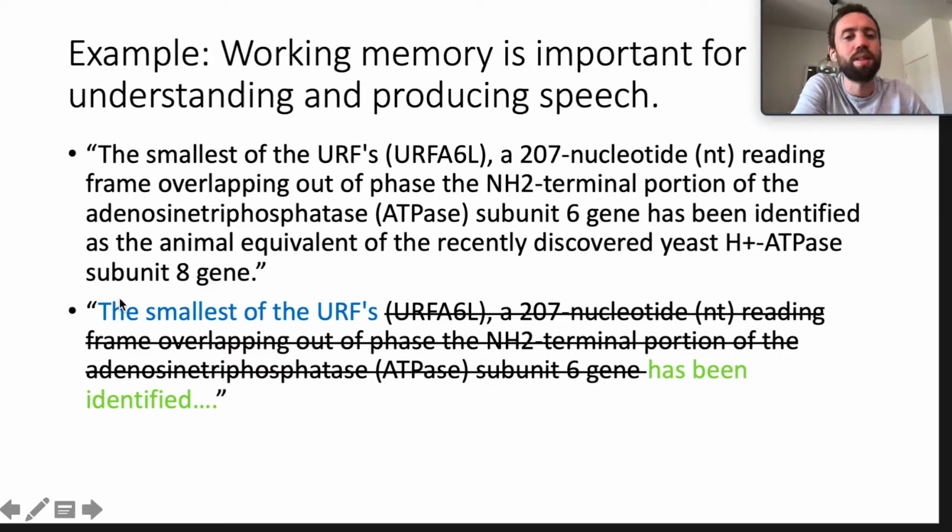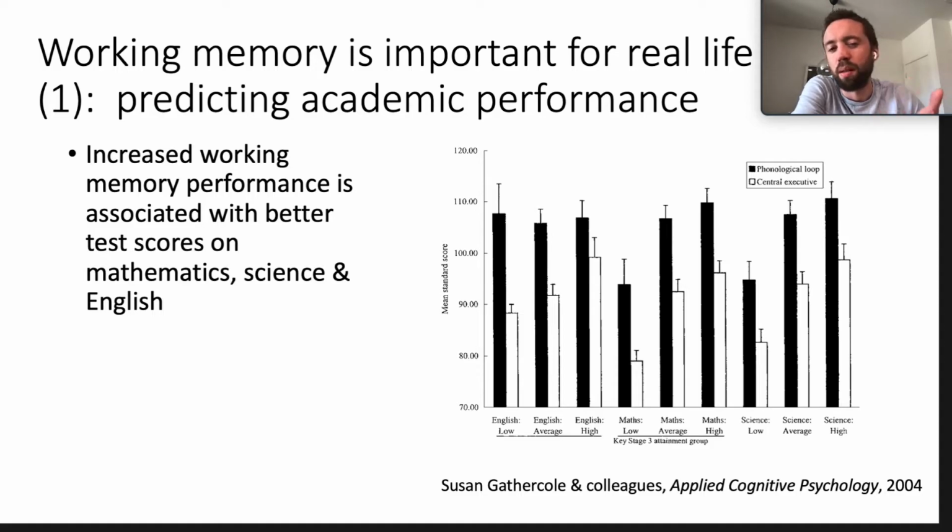So effectively, to understand the sentence, you need to hold the smallest of the URFs in your working memory and not be distracted by all of these 20 or so intervening words until you can successfully link it with the verb has been identified. Now, this is a particularly complicated example, but you can imagine if you had a problem with your working memory, you may have difficulty understanding even quite simple sentences. Now, let's start to look at how working memory issues in real life could have serious consequences.